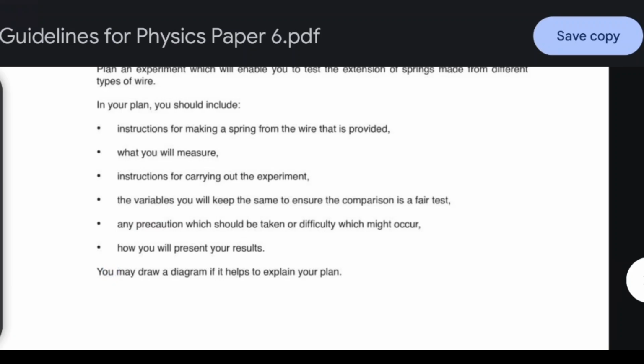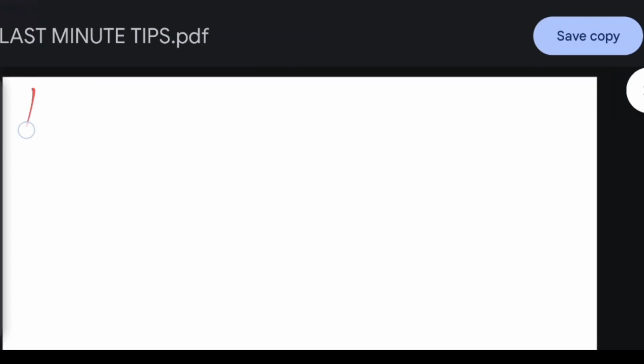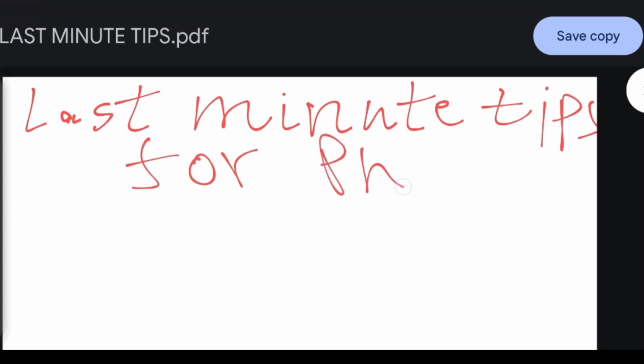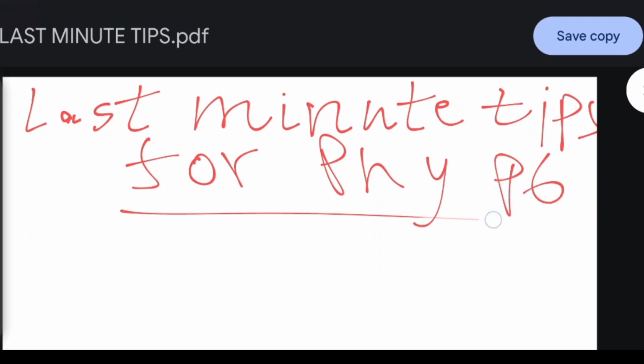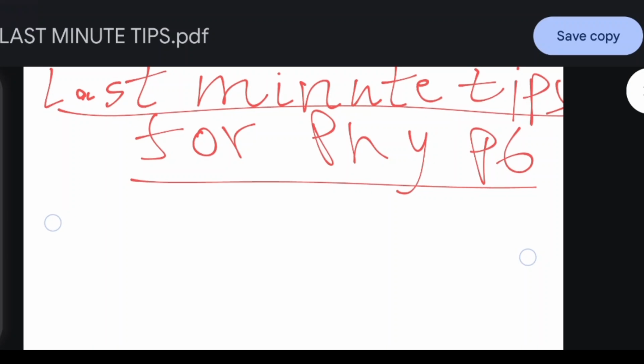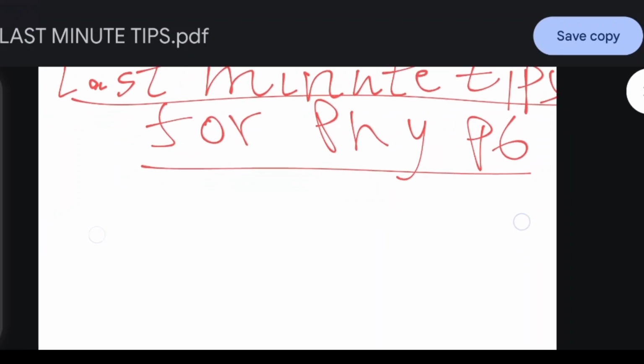Now we will be on these bullet points. Now we will be discussing some last minute tips for physics paper 6, what you all can do in the time that is left. With the time you have left, what can you do to score good marks?